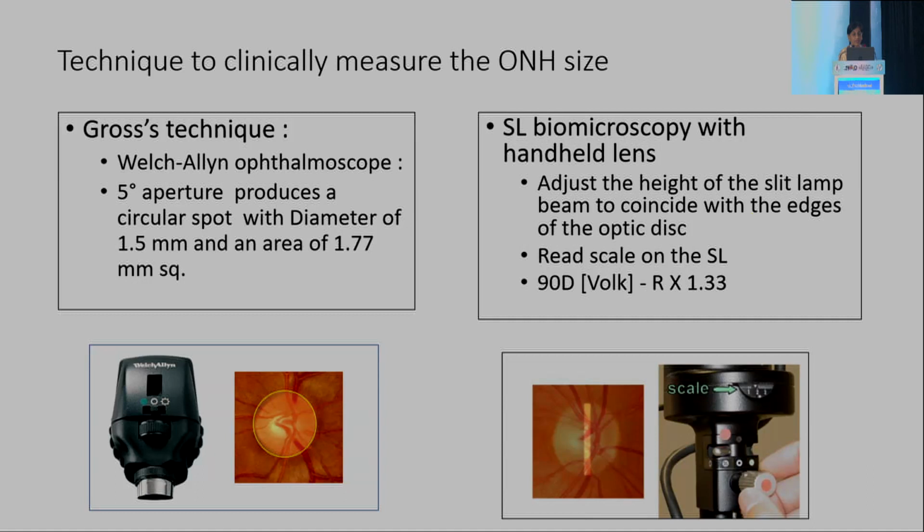So what are the techniques? This is a gross technique with the Welch Allyn ophthalmoscope. A 5 degree aperture gives a 1.5 mm area, 1.77 millimeter square, and this is slit lamp biomicroscopy where you can use handheld lenses. A Volk 90D will give the exact area of the disc if you multiply by 1.33.